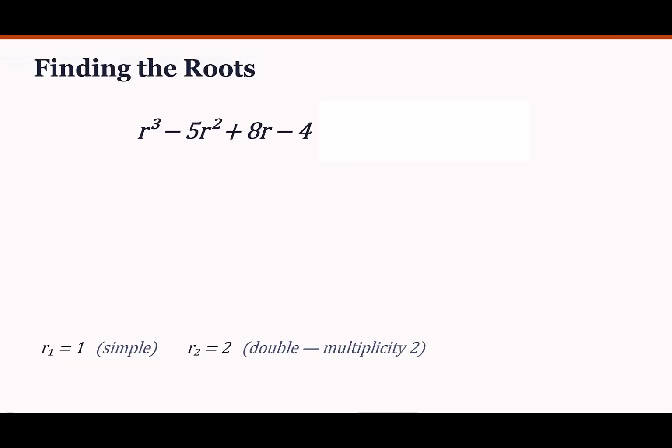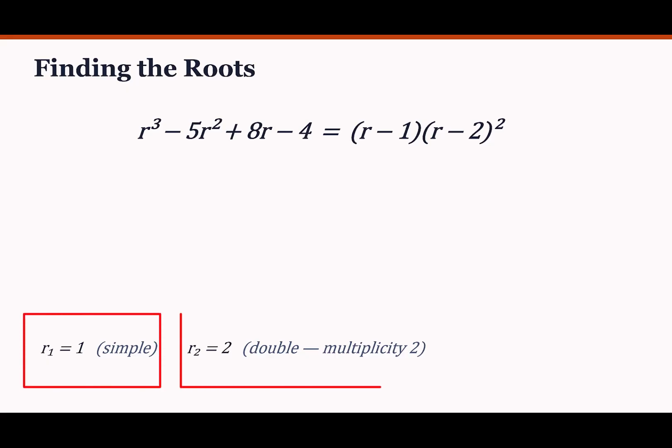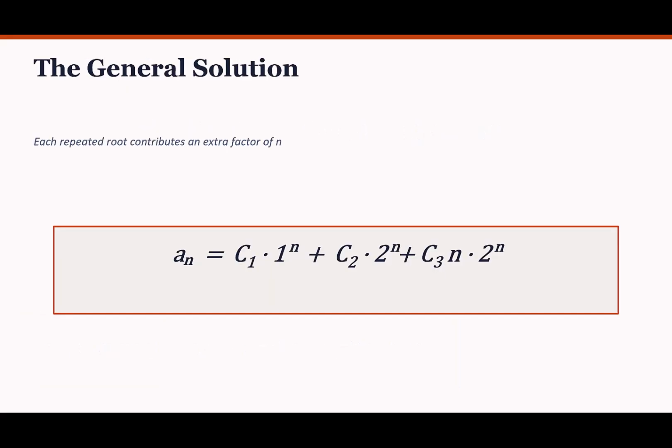Now we can see that r cubed minus 5r squared plus 8r minus 4 is equal to r minus 1 times r minus 2 squared. That has 2 solutions, r is equal to 1 and r is equal to 2, but remember, it has multiplicity of 2. When finding the general solution, each repeated root contributes an extra factor of n. So we'll have a sub n is c1 times 1 to the n, plus c2 times 2 to the n, plus c3 times n times 2 to the n. Because 1 to the n is 1, we can simply rewrite this as c1 plus c2 times 2 to the n plus c3 times n times 2 to the n.